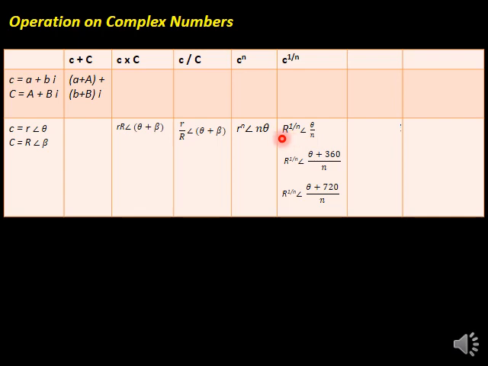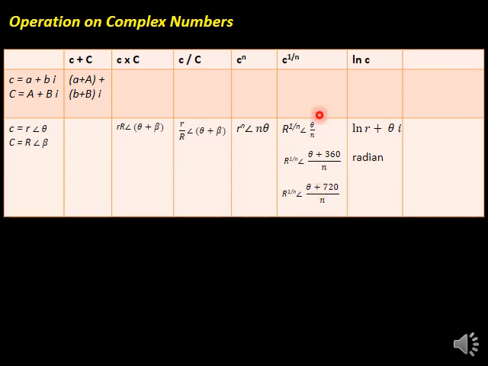In order to determine the other roots, we simply add 360 to theta and then evaluate the new angle. This is the second root of the complex number. To determine the third root, we add another 360 and evaluate the new angle. This is the third root. So if we are determining the cube roots, this will be the set of the roots of that complex number.